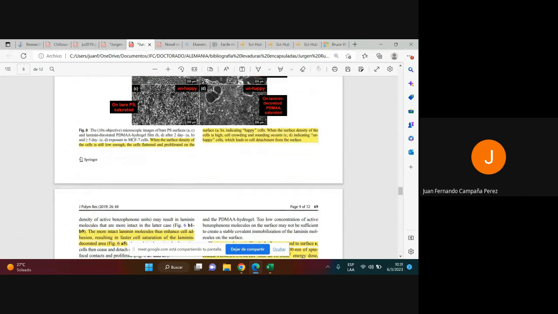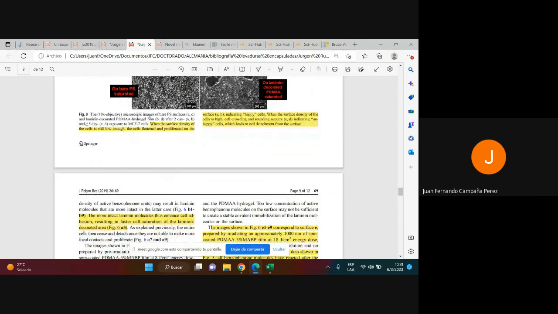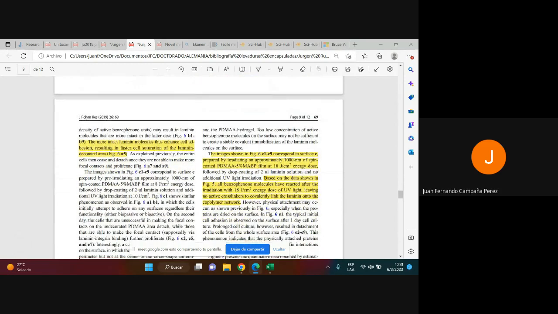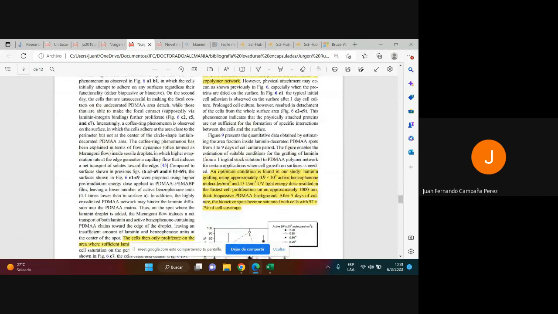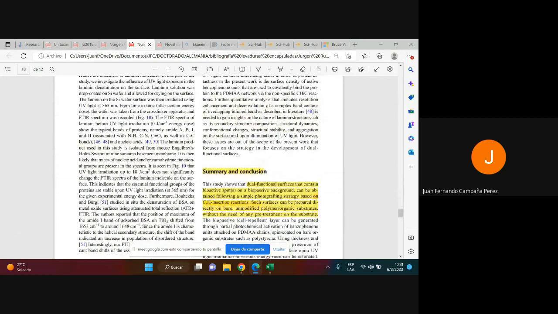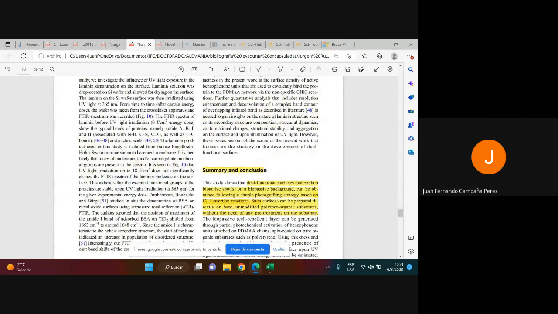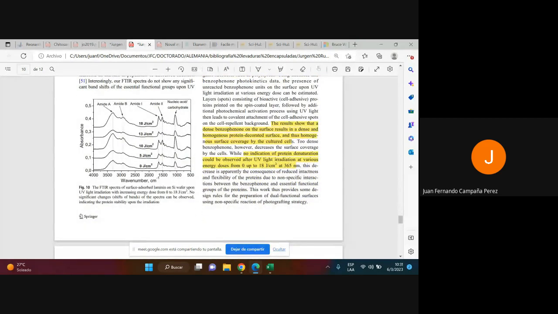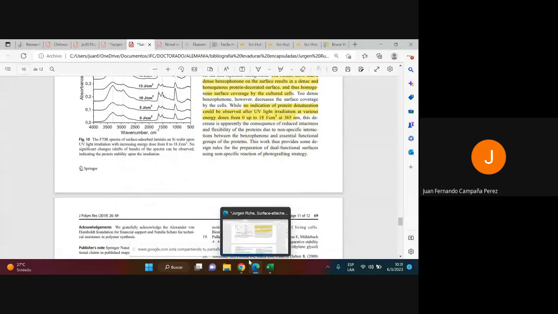And when the surface density of these cells is high, cell crowding and rounding occurs. This morphology indicates unhappy cells, which leads to cell detachment from the surface. So they finally found that a good attachment occurs up to 7 days, and no bigger energy dose than 18 joules. And yes, that's it. Thank you.